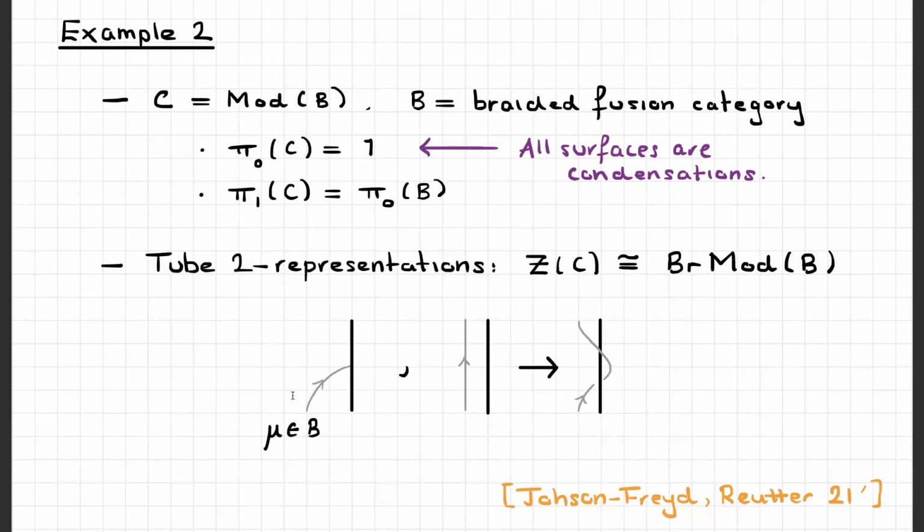This type of action is defining a module category over B, but then the topological lines can braid around the non-topological ones. And so this gives the data of a braided module category over B.